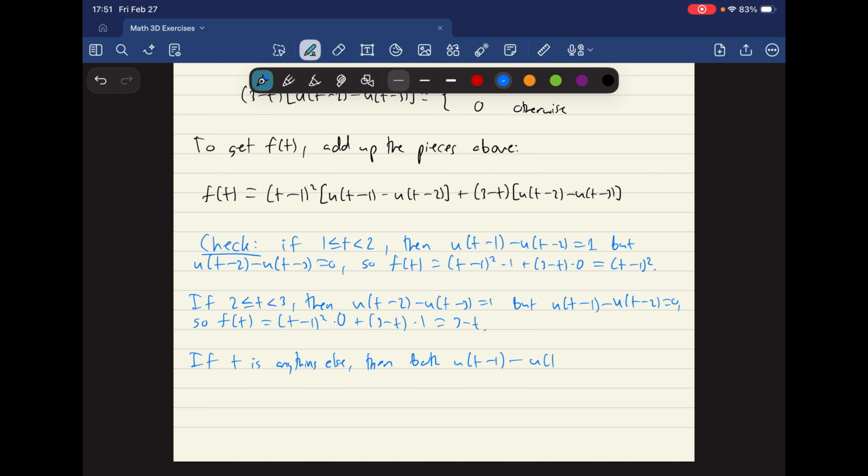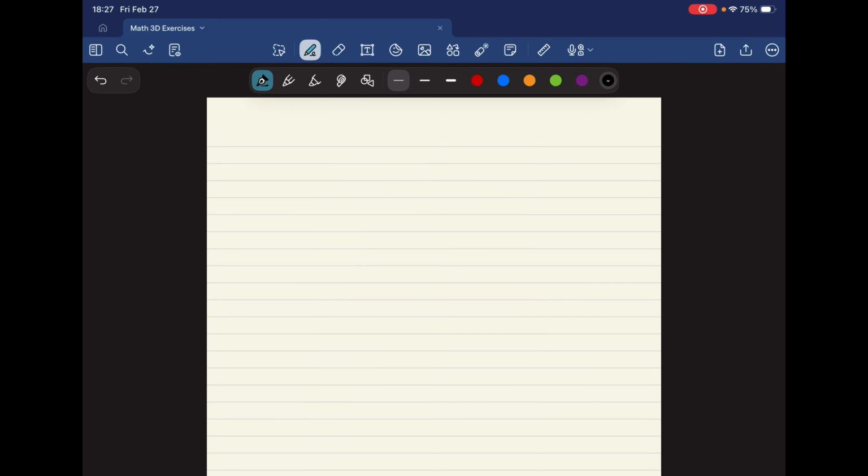And let me write this out. Minus u of t minus 3 are 0. So now we get f of t is equal to t minus 1 squared times 0 plus 3 minus t times 0. And evidently this is just 0, which is exactly what we want, because again, we want our function to be 0 anywhere outside of these two intervals. Very nice. All right, let's now do part C.